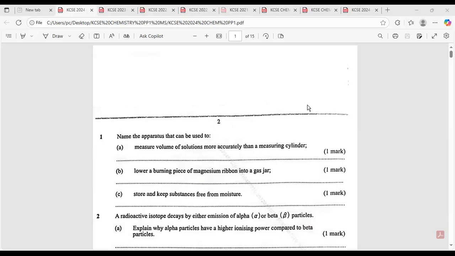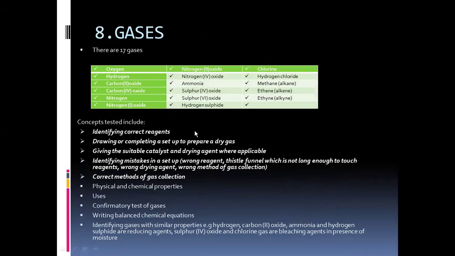I think I can just proceed to the next area. Now, the next area is very, very key. It doesn't mean that the other areas were not key, but this one is very key. You need to understand this. In chemistry, from Form 1 to Form 4, you have only covered 17 gases.